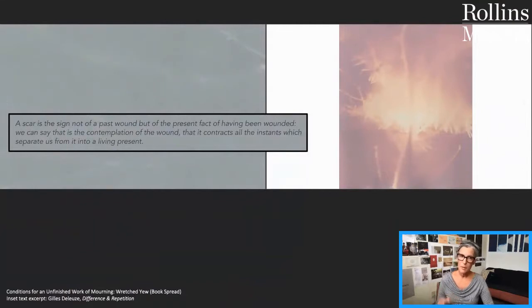And for me, these marks connect to how Deleuze describes a scar as the sign not of a past wound, but of the present fact of having been wounded. We can say that is the contemplation of the wound, that it contracts all the instants which separate us from it into a living present.